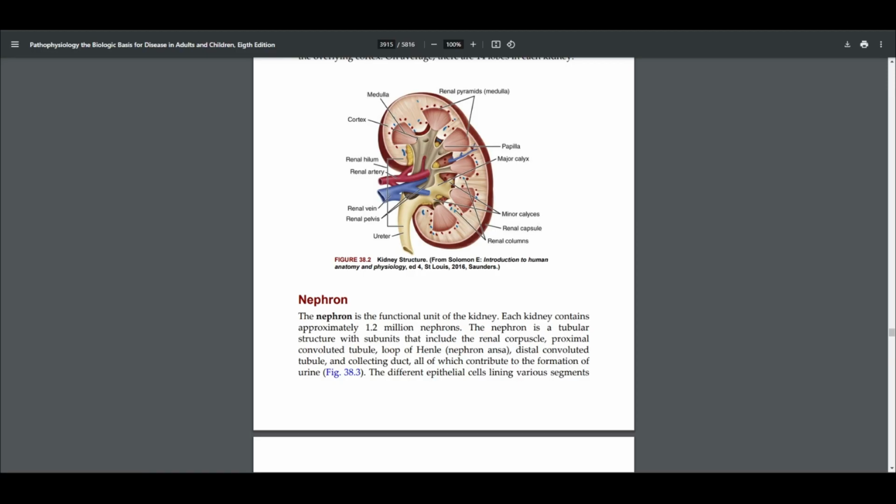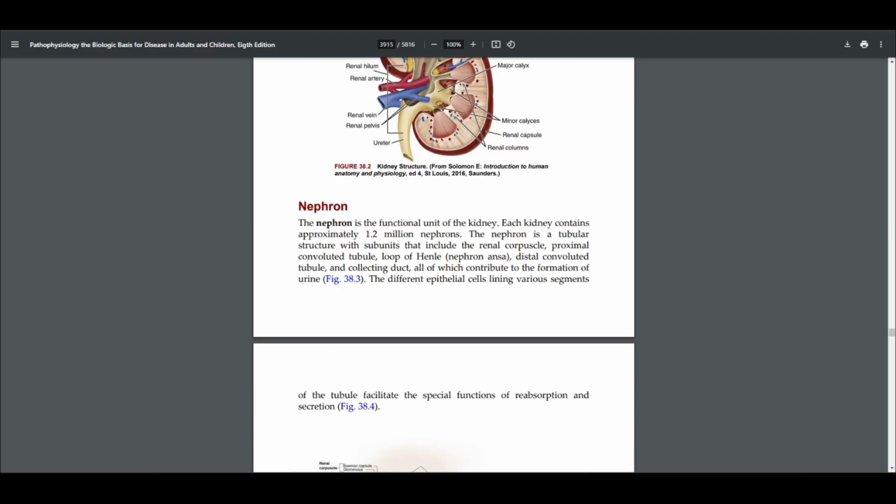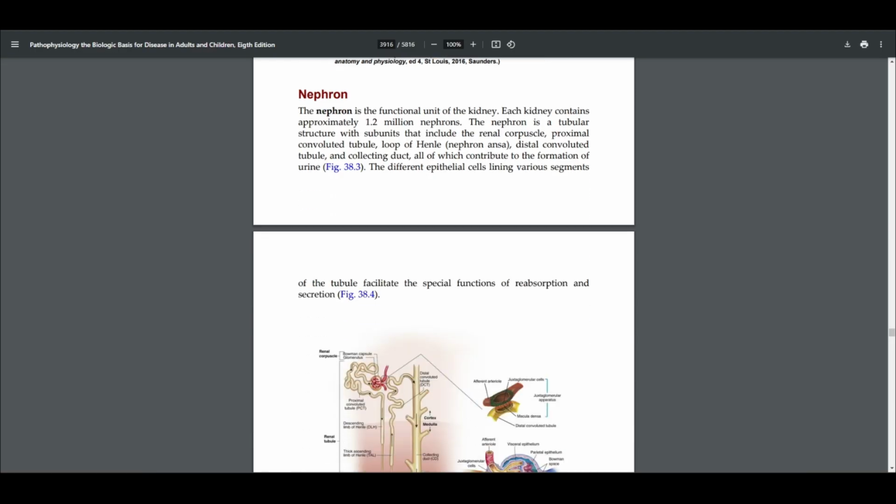That brings us down to the nephron. The nephron is a functional unit of the kidney. Each kidney contains about 1.2 million nephrons. The nephron is a tubular structure with subunits that include the renal corpuscle, proximal convoluted tubule, loop of Henle, also known as nephron ansa, distal convoluted tubule and collecting ducts, all of which contribute to the formation of urine.